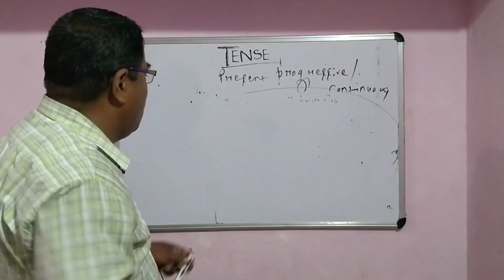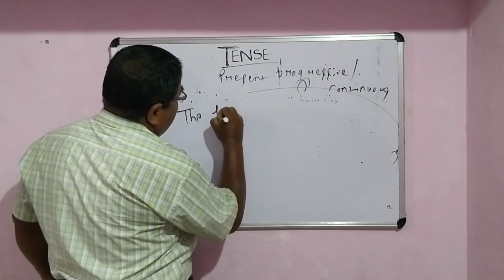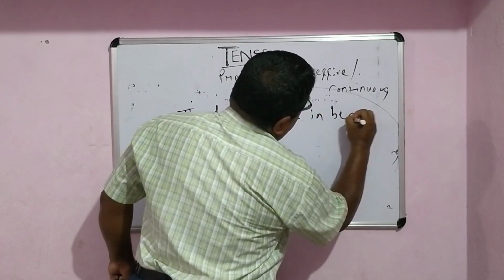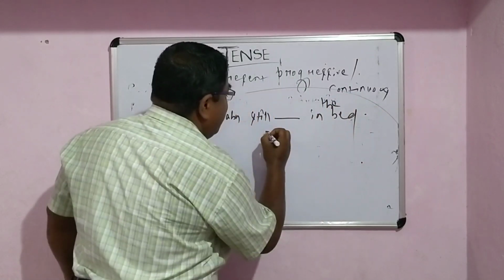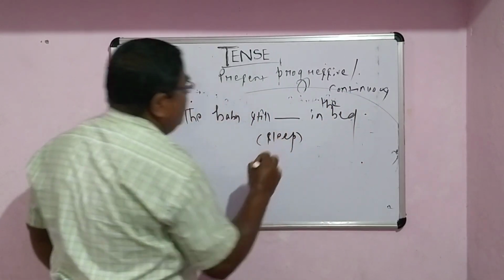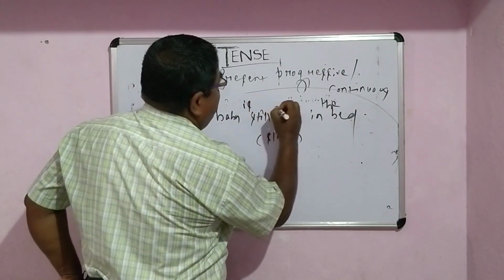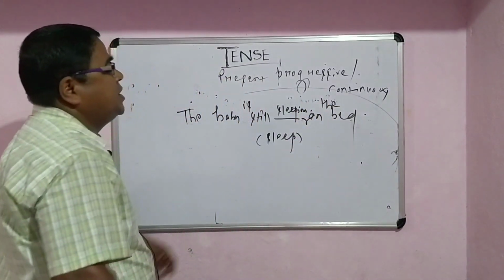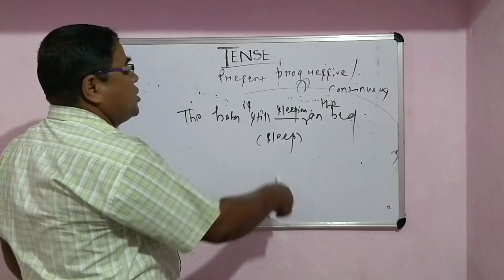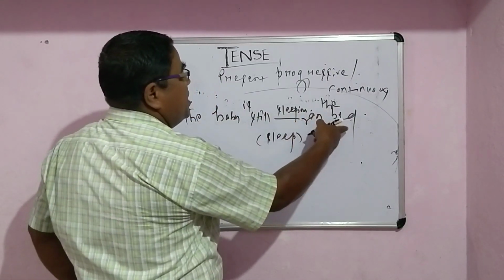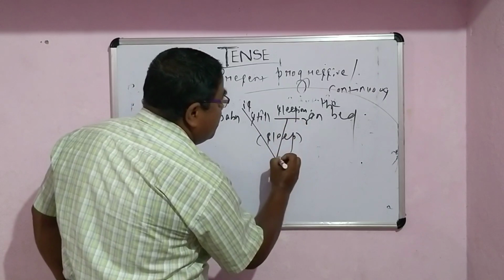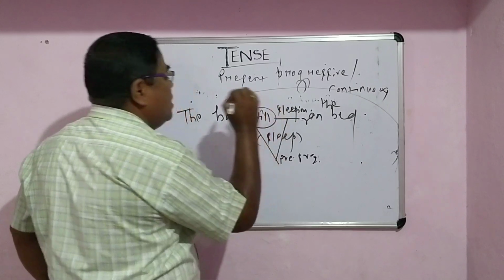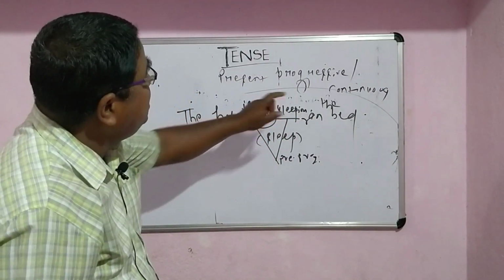Suppose the question is: the baby still dash in bed, within the bracket sleep. What will be the answer? The answer is: the baby is still sleeping. The baby is still sleeping on the bed, not in the bed, because in the bed means if somebody is ill, just lying normally. So remember, here sleeping is your present progressive, and this present progressive goes with the adverb still. So when we use still, we use present progressive.